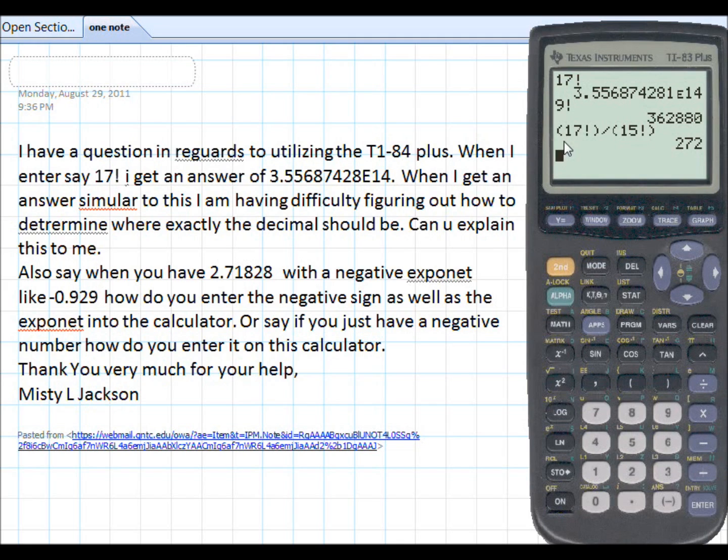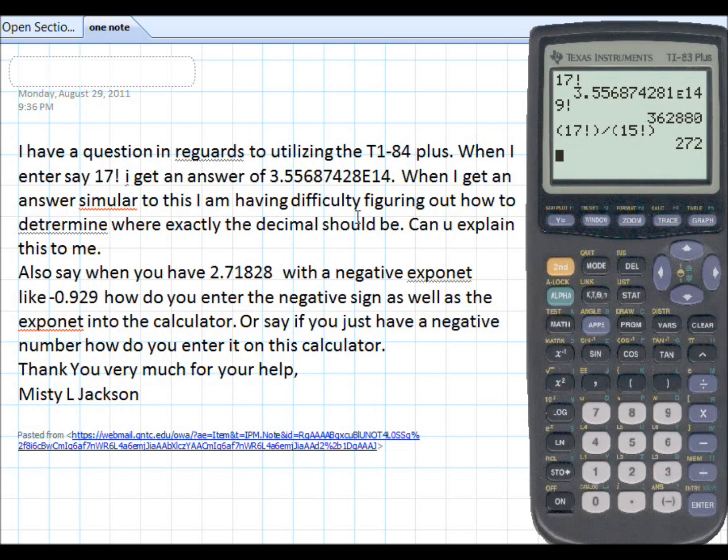Now, even though your calculator can't handle the 17 factorial, can't display it on the screen, and it can't do the 15 either, when you combine the two, it shows you the answer, which is 272, which is something that Course Compass would be very interested in you being able to put in.